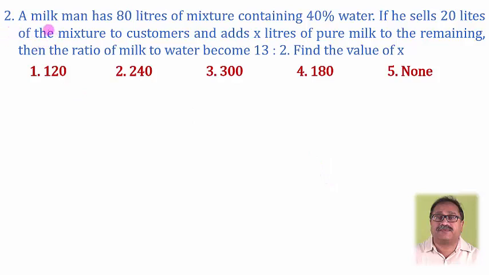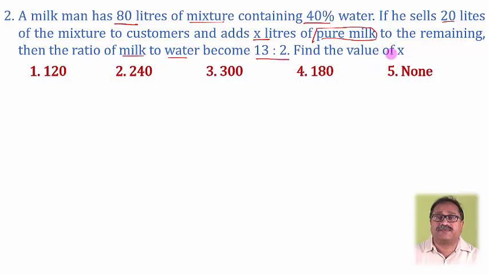Now question 2. A milkman has 80 liters of a mixture containing 40% water. If he sells 20 liters of mixture to a customer and adds x liters of pure milk to the remaining, then the ratio of milk to water is 13:2.